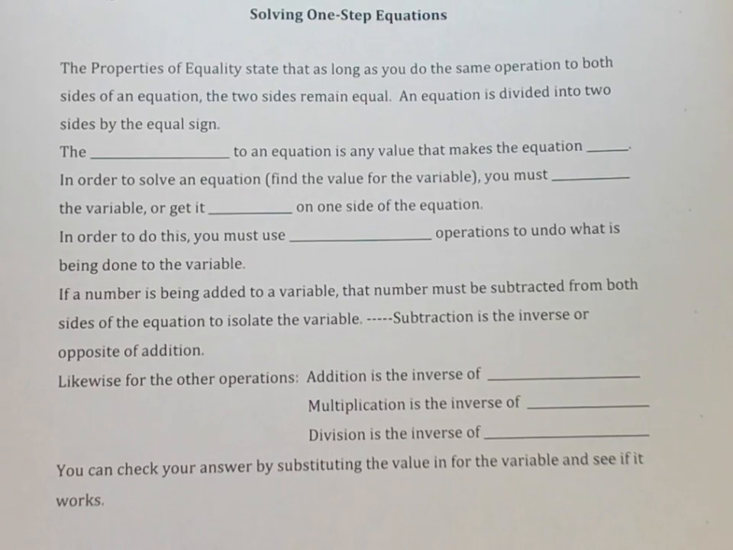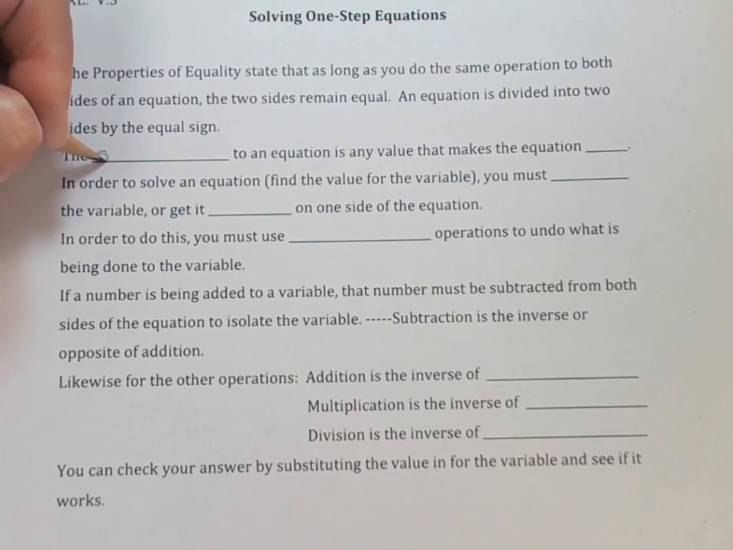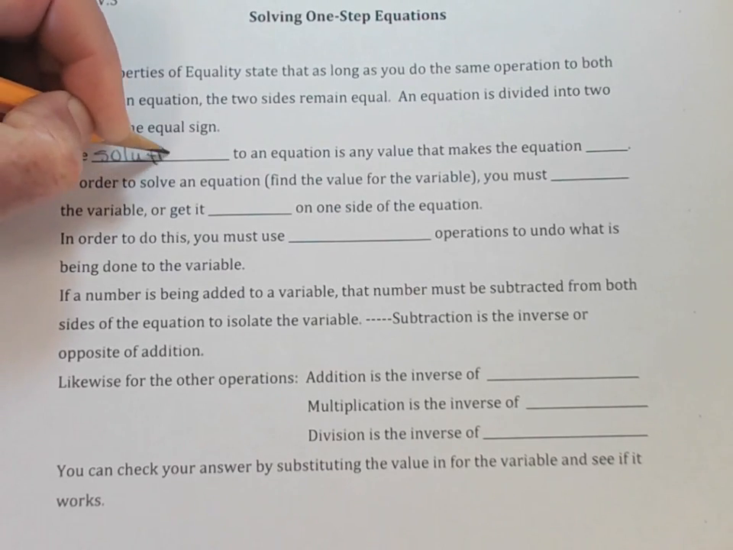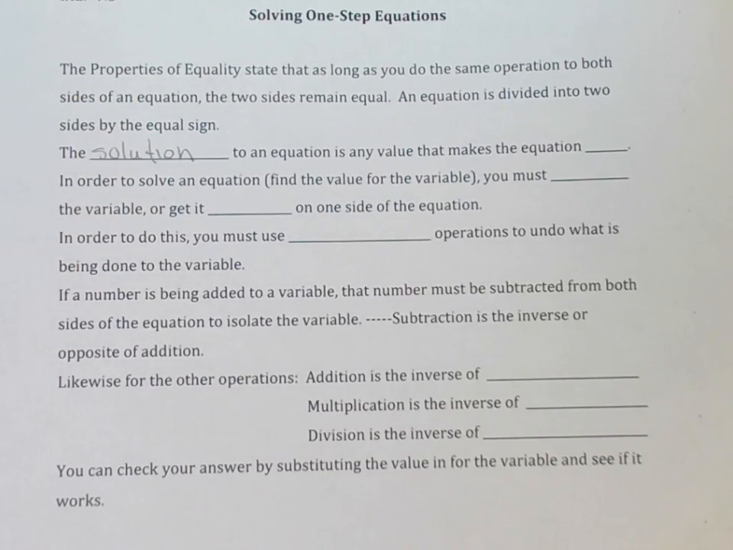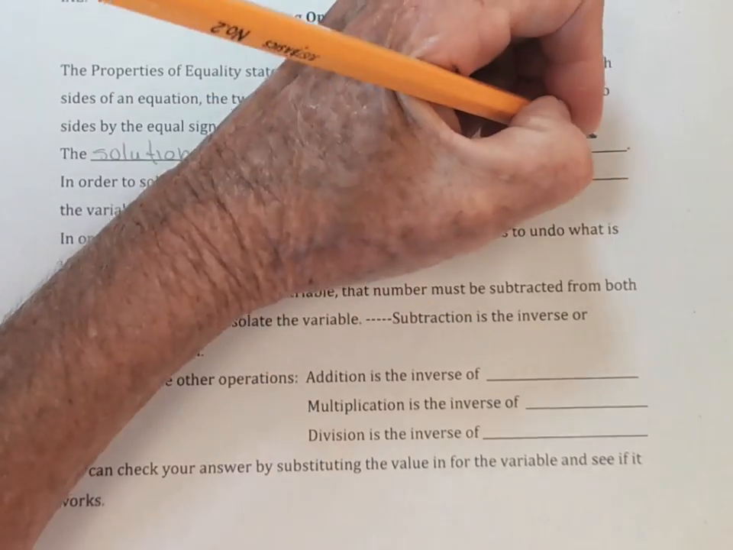Okay, this is a quick lesson on how to solve one-step equations. The properties of equality state that as long as you do the same operation to both sides of an equation, the two sides remain equal. An equation is divided into two sides by the equal sign. The solution to an equation is any value that makes the equation true.